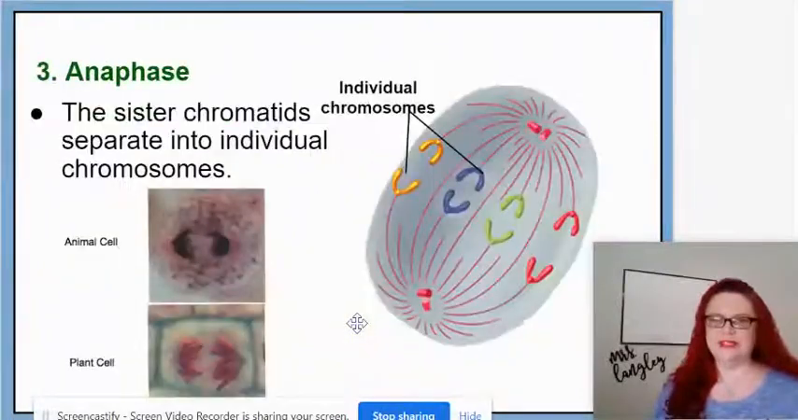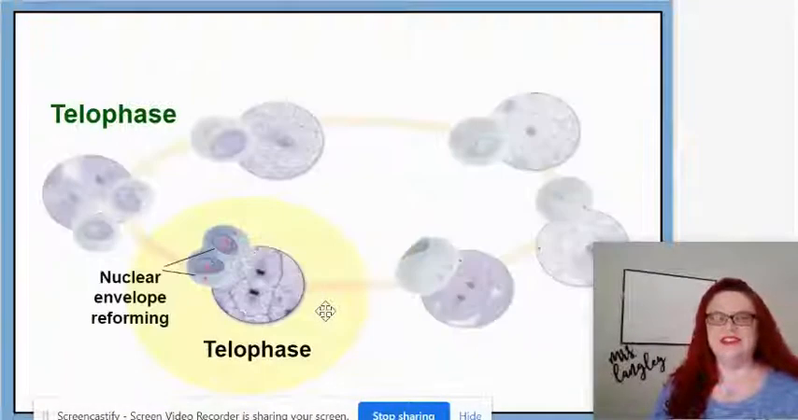Next, we enter anaphase. In anaphase, we pull those copies apart. So that centromere, the part that was holding them together, is broken, and we separate them. You can see here in the animal and plant cells, it kind of looks like teeth on a monster.